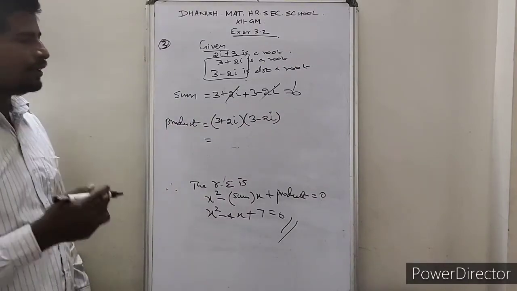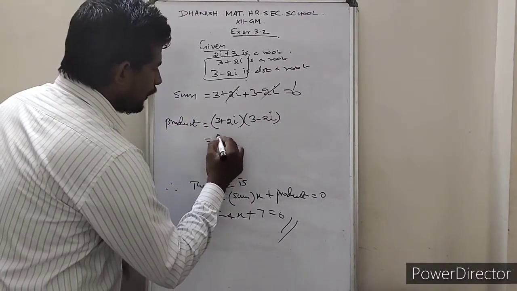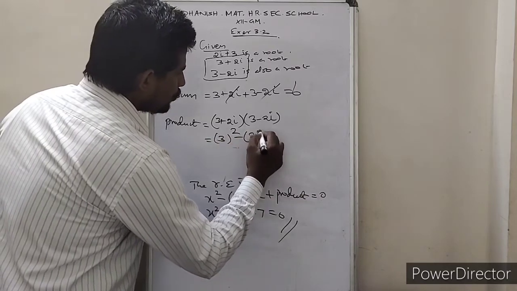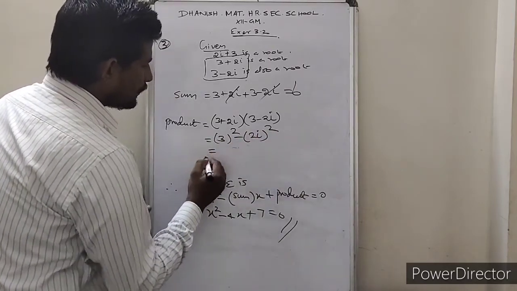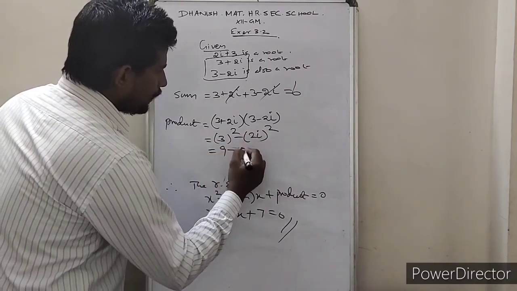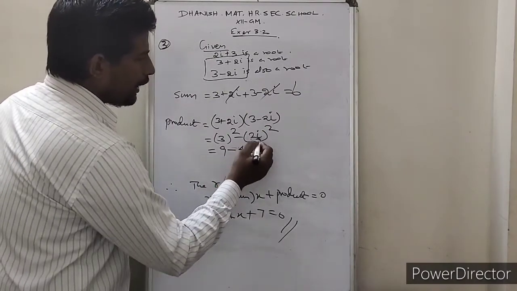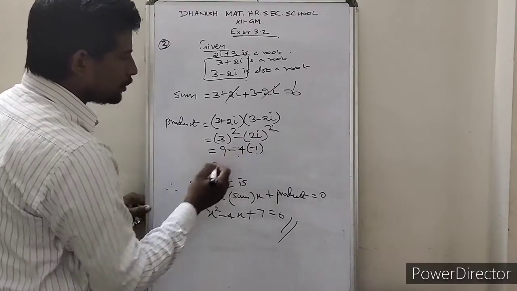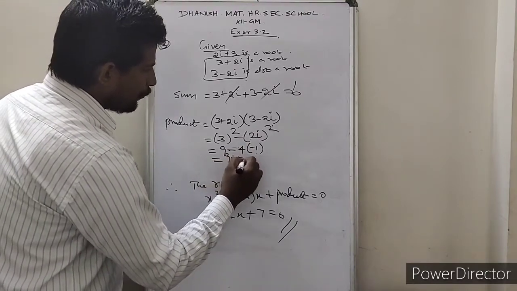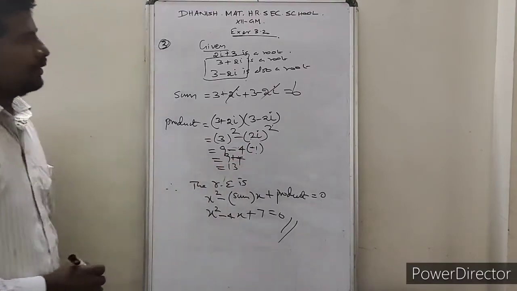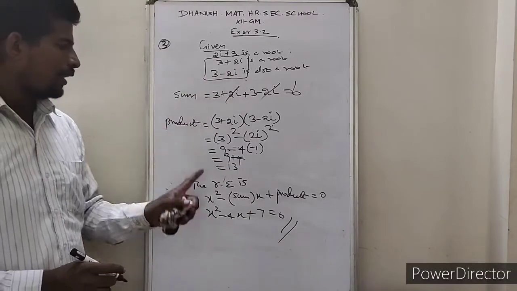So I am going to use the identity. So the next step would be 3 square minus 2i whole square. So the next step would be 9 minus 4 into minus 1. 2 square is 4, i square is minus 1. So minus into minus is plus. So 9 plus 4, that is 13. Here our sum is 6, product is 13.